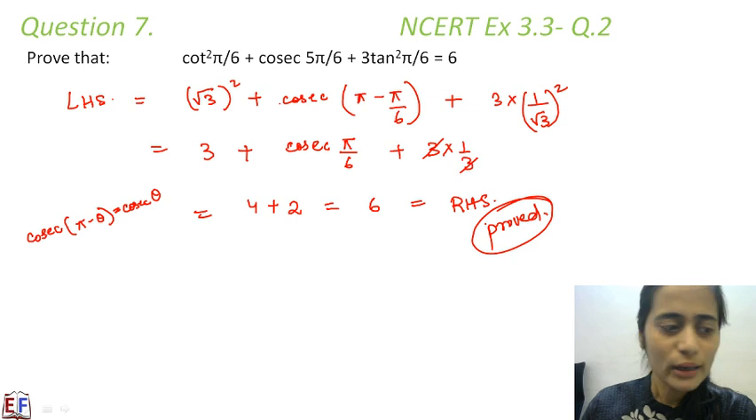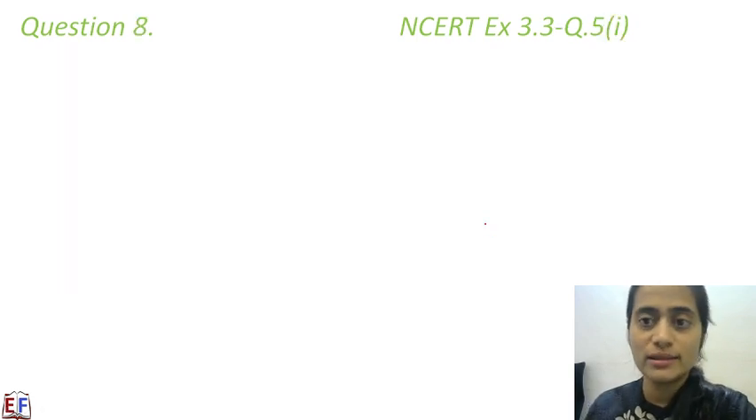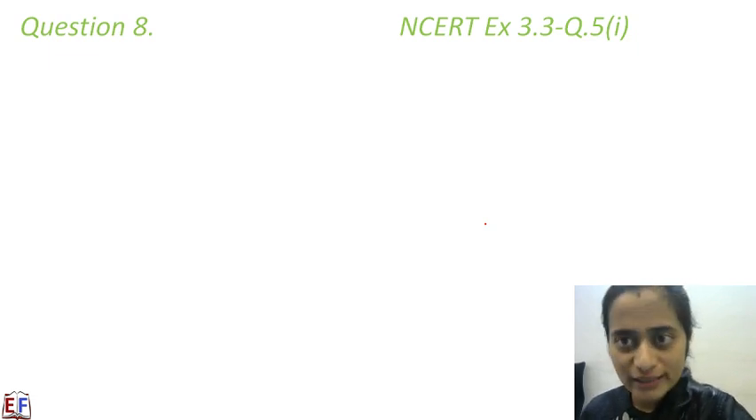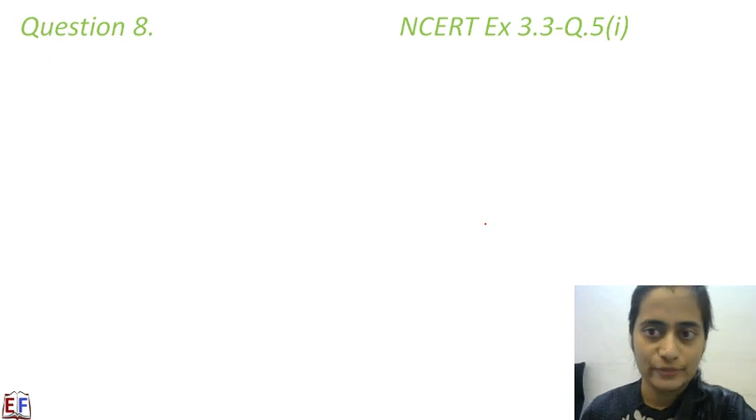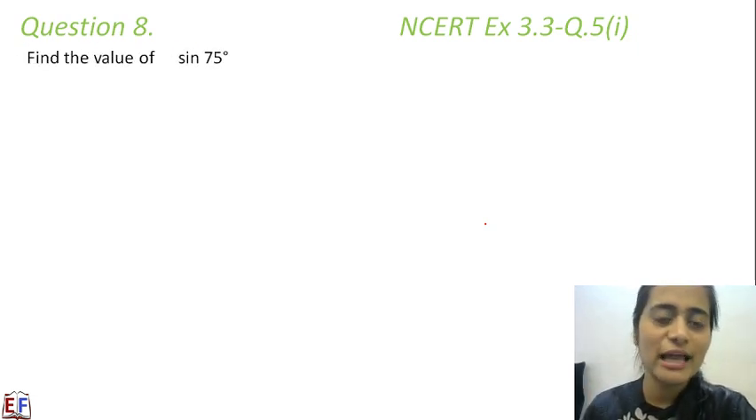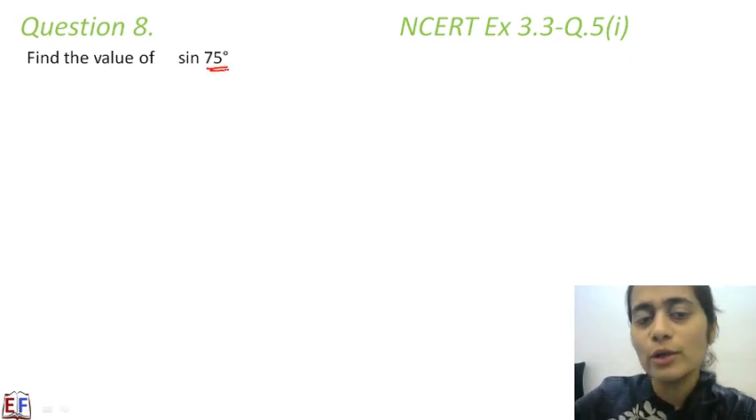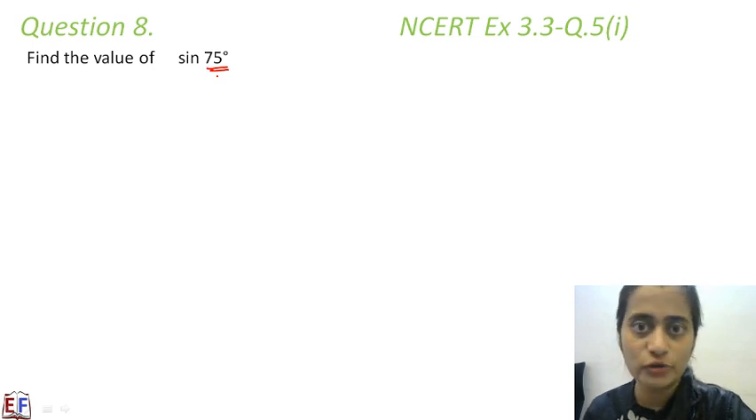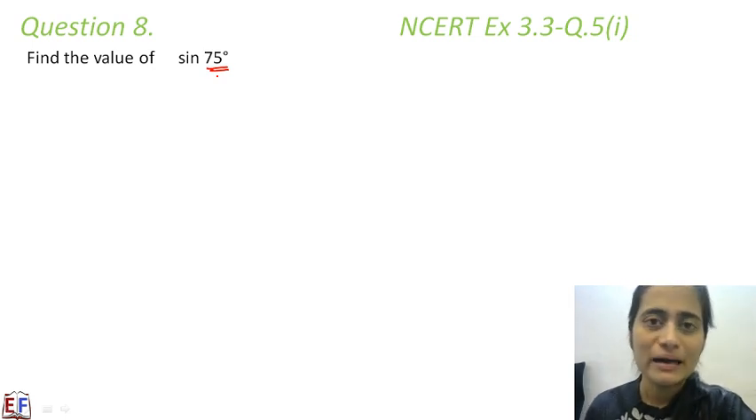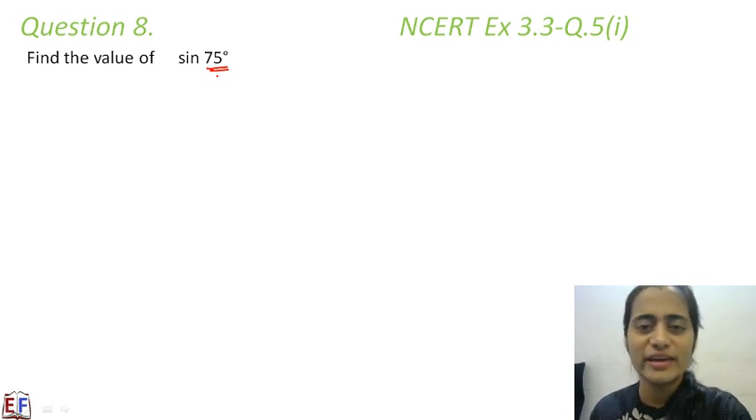Okay, so now let's move ahead with question number 5 from the same exercise, that is 3.3. So question number 5 for first part. This question is find the value of sine 75 degree. Now we do not know the value of 75 degree directly from the trigonometry table as such, but can you think of something where you can break it in some way and then you can apply some formula?